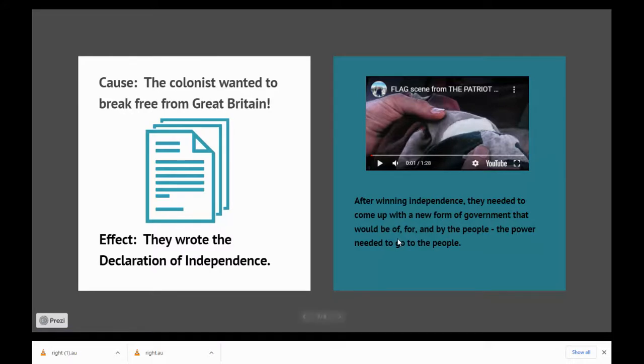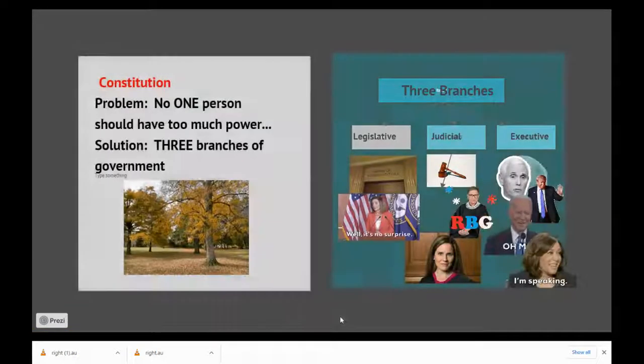What that means is this: the power had to go to the people. They had been ruled by a king, and the king had the power. They didn't want another king. Even if it wasn't going to be called a king, they didn't want another person to have tons of power over them. They didn't want any single person to be in total charge. They wanted the people to rule themselves.